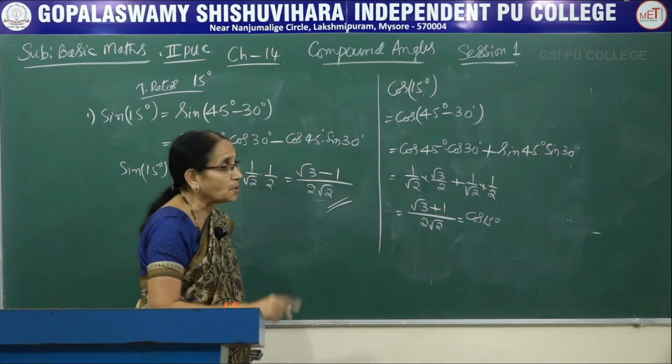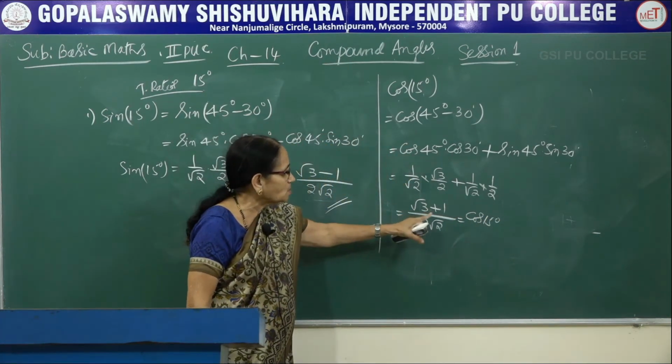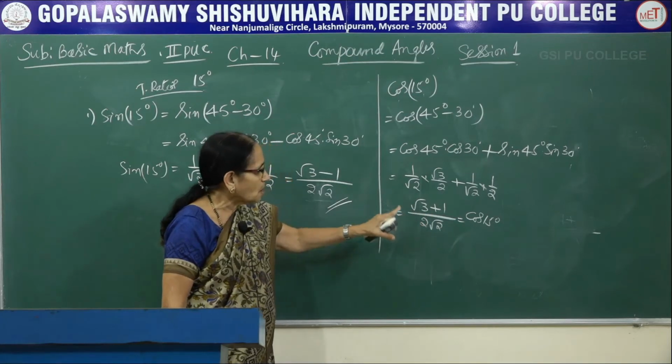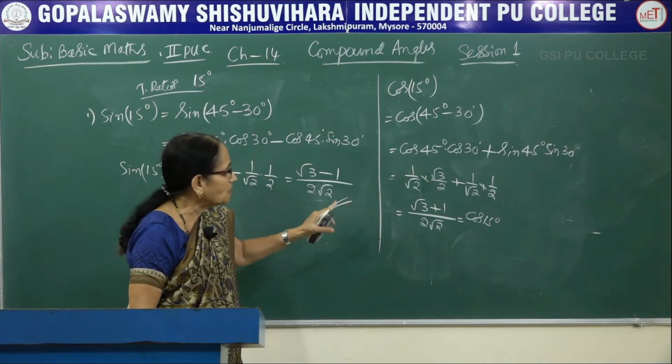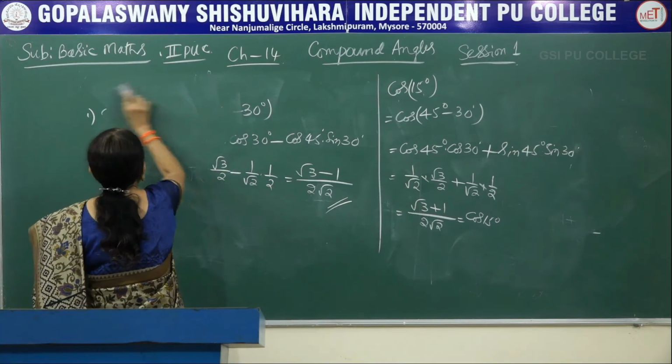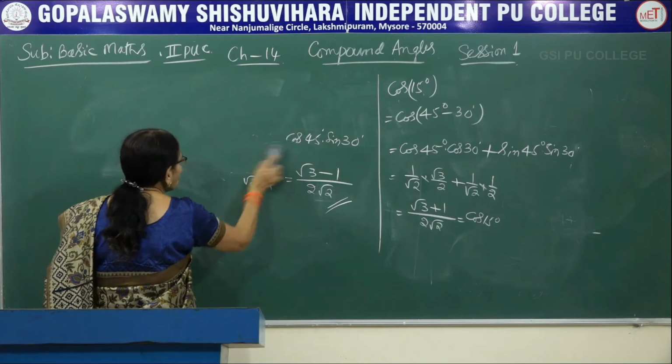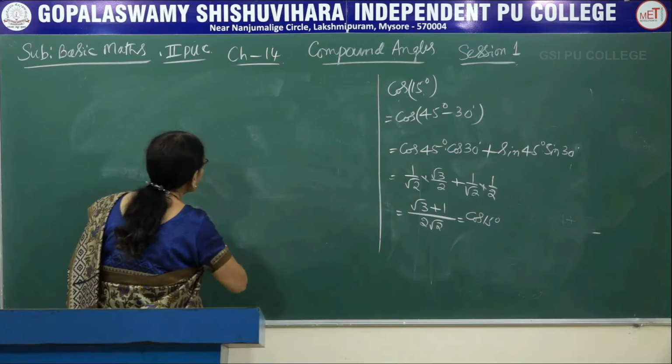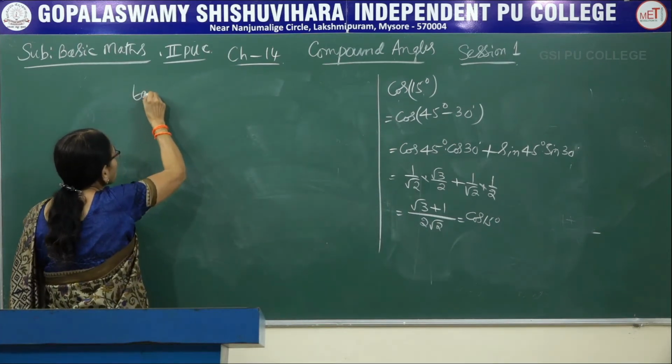What did we have for cos 75? It was root 3 minus 1 divided by 2 root 2. For cos 15 it is root 3 plus 1 divided by 2 into root of 2. What is the remaining ratio we are having? It is tan of 15 degrees.